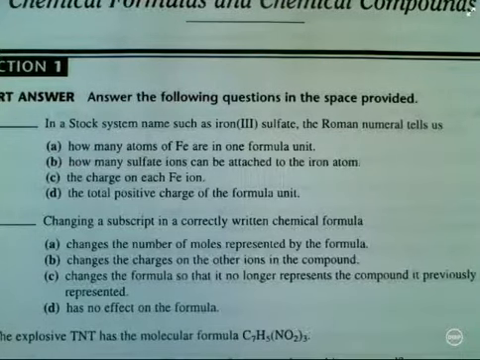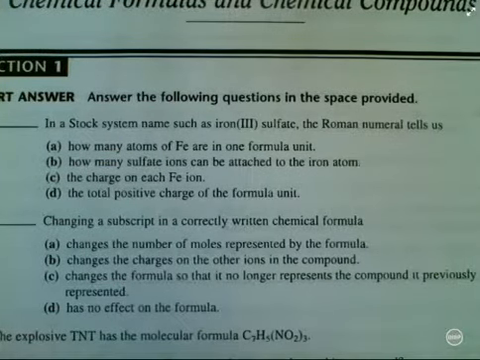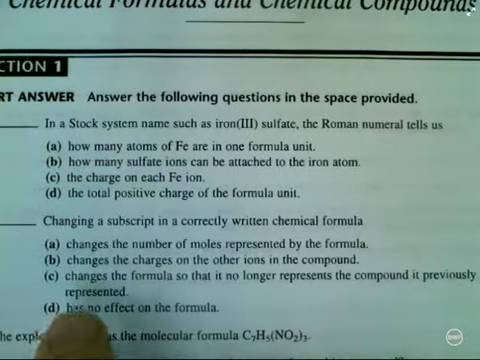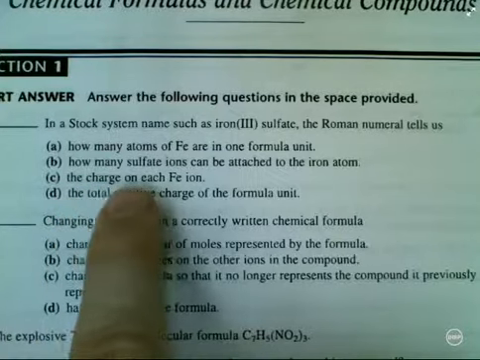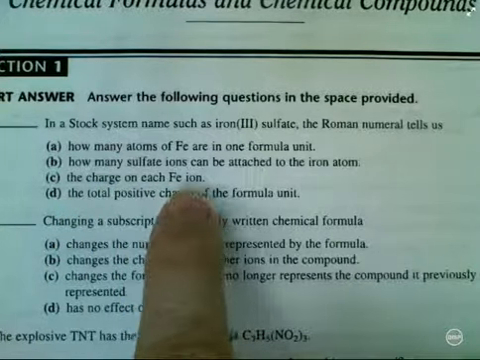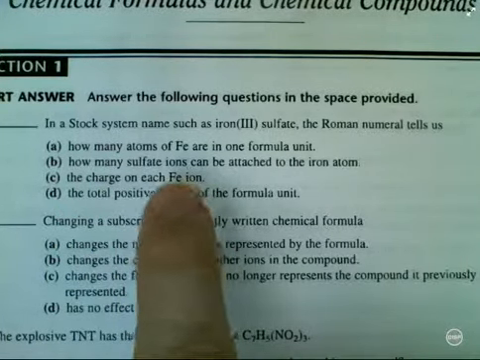B, how many sulfate ions can be attached to the iron atom? Again, we're not talking about how many of that species are present in this formula because this isn't a formula. This is the name. The charge of the iron ion, this is more like it.